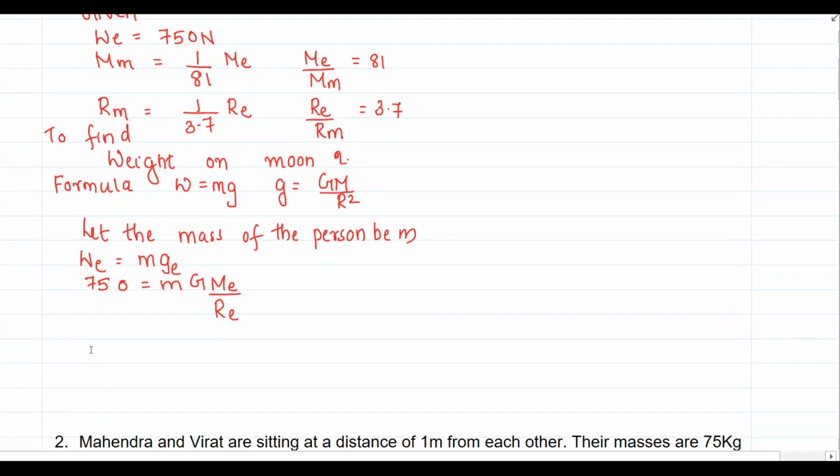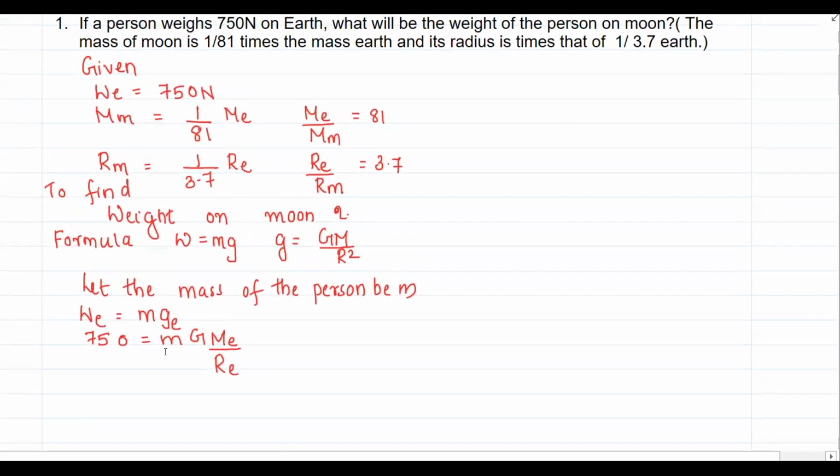Now, from this, we can calculate mass. On cross multiplying, we will get, therefore, m is equal to 750 RE square upon G ME. This is the value of mass.